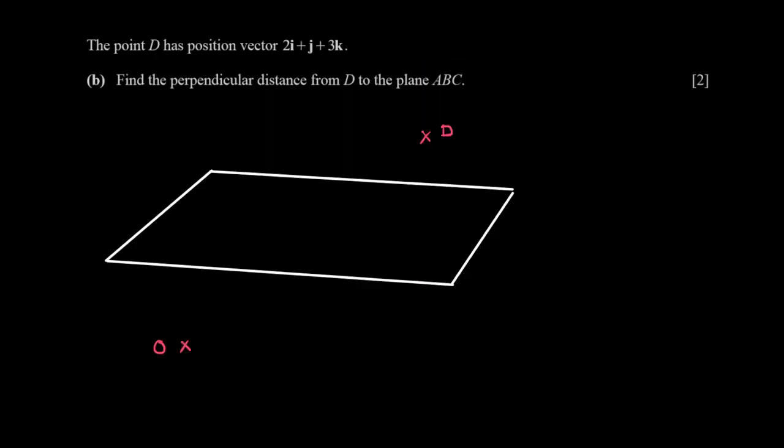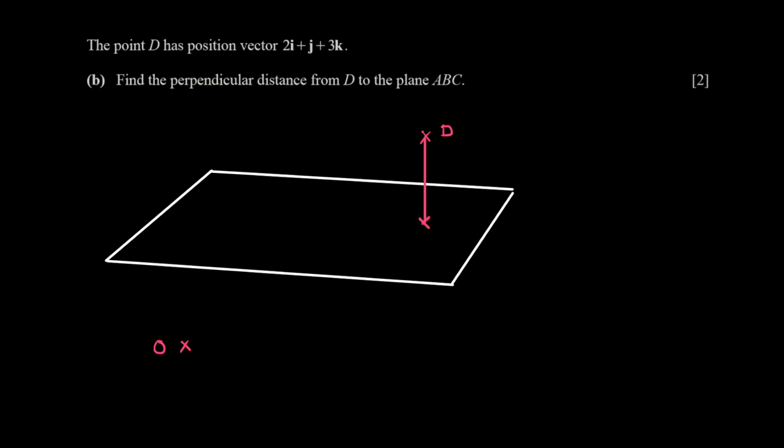Okay, so let's look at part B of this question. The point D has a position vector 2i + j + 3k. We want to find the perpendicular distance from the point D to the plane ABC, right? So I've drawn the plane, drawn the origin, drawn a point D, which is floating in space. And what are we being asked to find? We're being asked to find the distance from D down onto the plane, right?